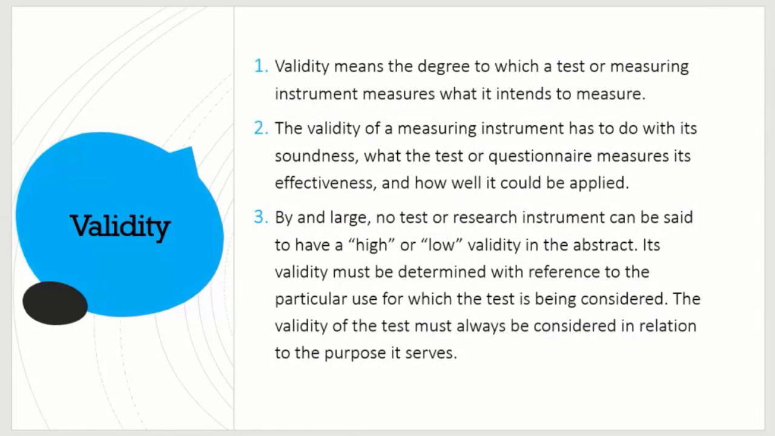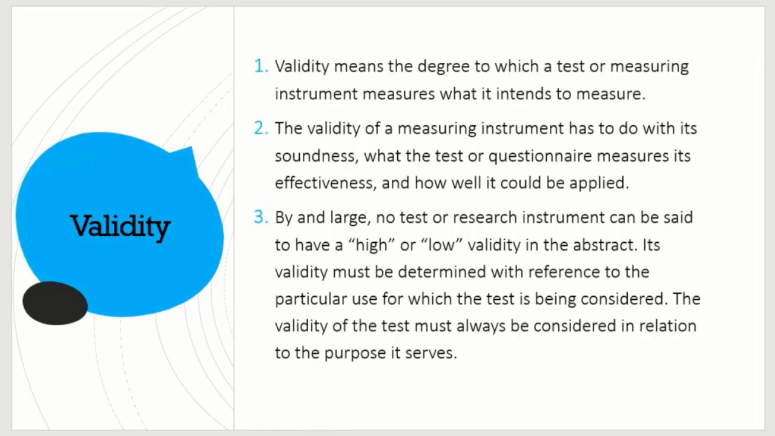What is validity? Validity means the degree to which a test or measuring instrument measures what it intends to measure. For example, if it is an experimental research and you are going to measure the pH of a certain water sample, then you are not going to use a thermometer for that, right? You're going to use maybe a litmus paper or a digital pH measuring device. You have to know that whatever you are using to measure something is indeed an instrument that can measure and that can get you the right data.